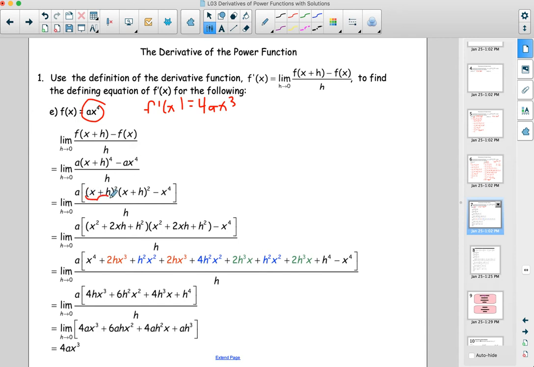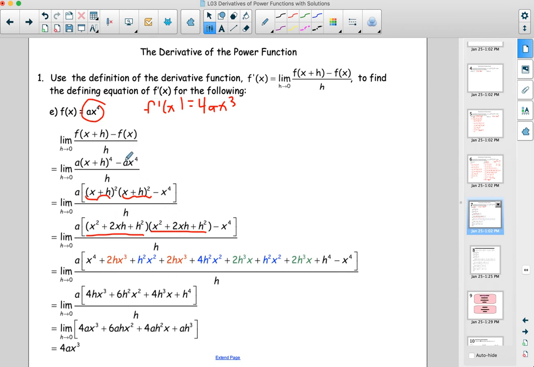I'm going to split this up into two squared pieces. (x plus h) all squared is going to expand to that. The other (x plus h) all squared will expand to that. And when we multiply these two together, I'm going to get 9 terms in this particular expansion.